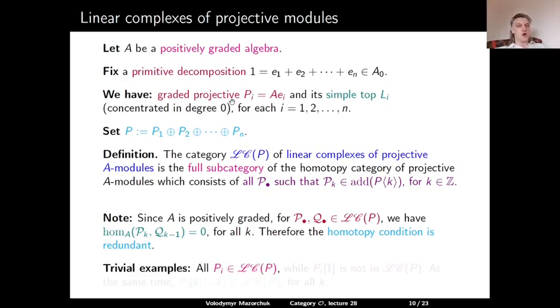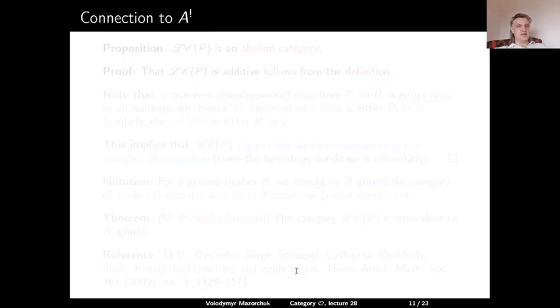So for example, all projectives Pi are linear complexes when we consider them as complexes in homological position 0. While if we shift them by 1 in homological position, they are no longer linear because they're generated in the wrong degree. At the same time, if we shift such Pi by k in the homological position and by minus k in the graded degree, we will get a linear complex of projective modules. Let us now discuss the connection between the linear complexes of projective modules and the quadratic dual of A.